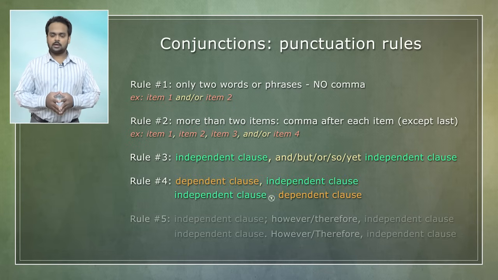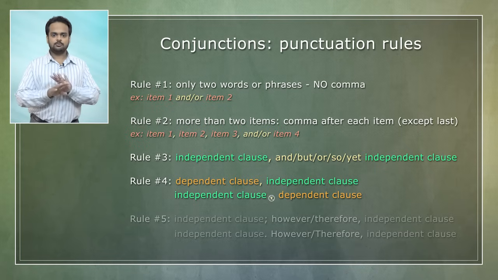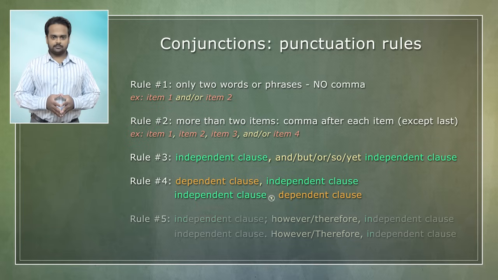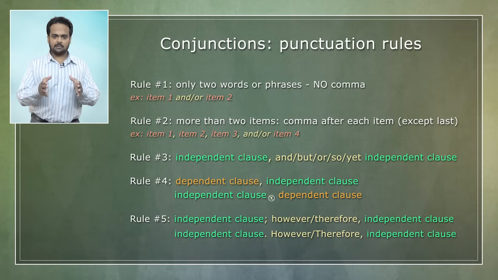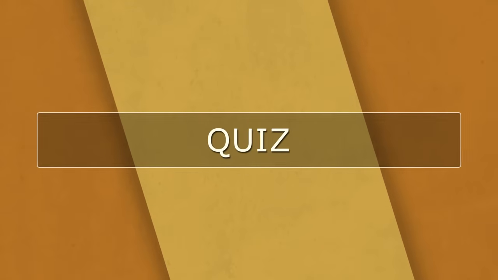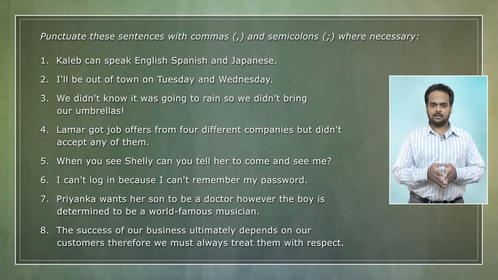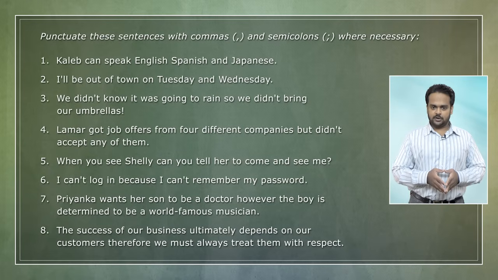Rule number four, when connecting a dependent clause to an independent clause, if the dependent clause comes first, put a comma after it. If the independent clause comes first, no comma. And finally, rule number five, when using conjunctive adverbs, either put a semicolon before and a comma after the adverb, or a period before and a comma after. All right, now it's time for the test. On the screen, there are 8 sentences, and I want you to punctuate them with commas and semicolons where necessary. Stop the video if you want, think about your answers, then play the video again and check.